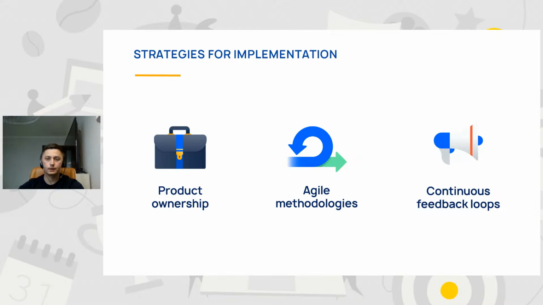What else you should consider? Continuous feedback loops. It means that the product team should have sufficient feedback collection channels where customers can submit their feedback on the product, and the product team can collect this information, review it, and find insights within this information.